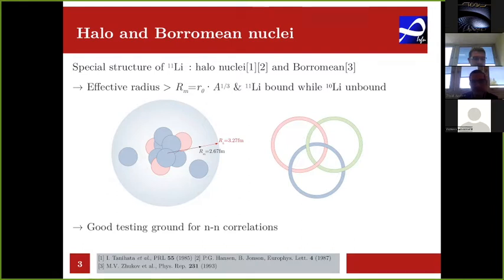And the 2-neutron halo nuclei have also the specificity of being borromean nuclei, meaning that they are systems of 3 loosely bound bodies, and removing one part of this 3-body system unbounds the whole system. And it's usually represented by the borromean rings that I have put here on the right-hand side, for which if you remove one ring, the whole structure detaches. And these nuclei are very good testing grounds for neutron-neutron correlations.